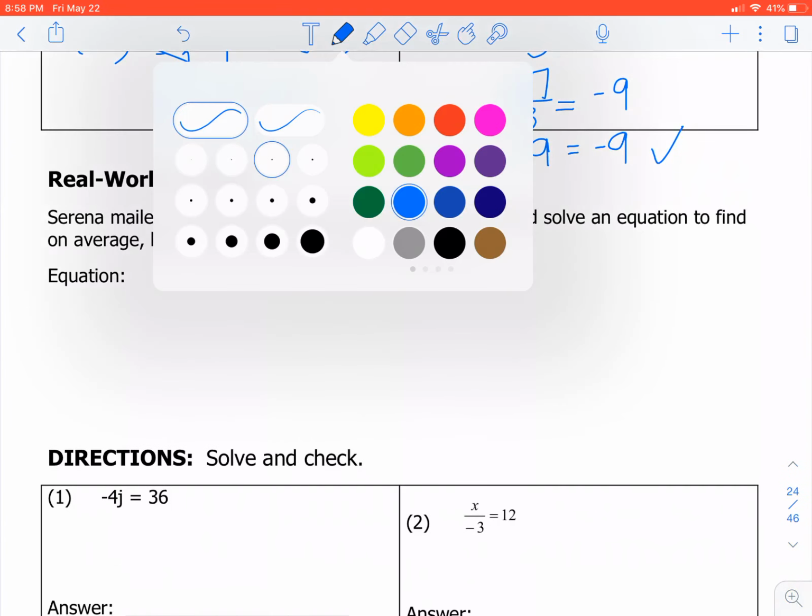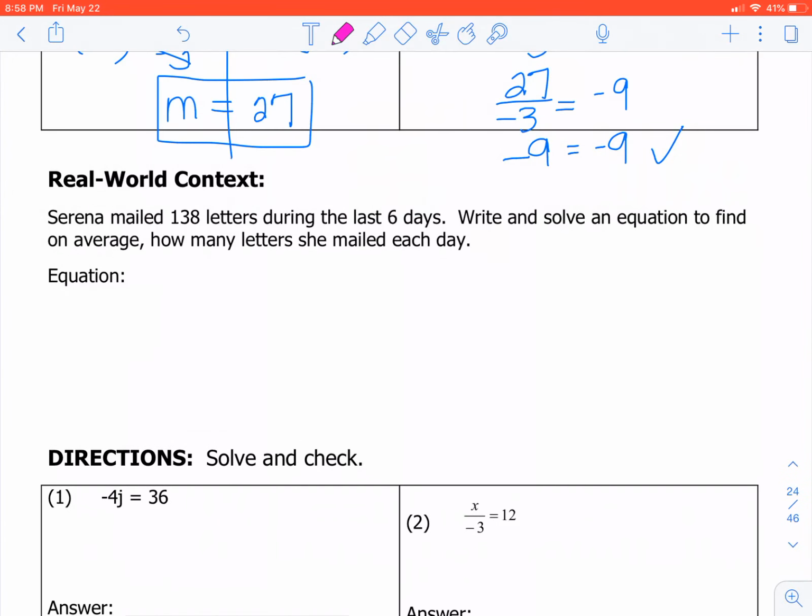All right, last one here is a word problem. Okay, it says that she mailed 138 letters during 6 days. So we're going to write and solve an equation to find out on average how many letters she mailed each day. Now, if she did this for 6 days, mailing x number of letters per day, that means that she would multiply 6 days times the number of letters that she did. That's going to give us our total of 138.